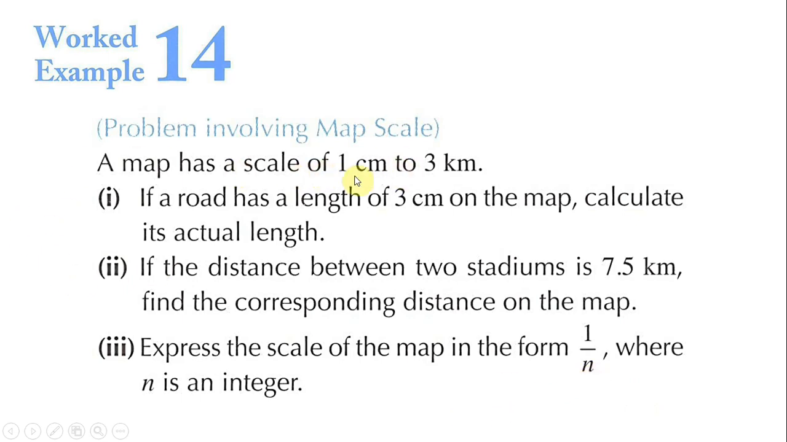The scale represents 1 cm on the map is equal to 3 km on actual. In the first part, we have to find the actual length. In the second part, we have to find the length on the map corresponding to this. And in the third part, we have to express the scale in this form.